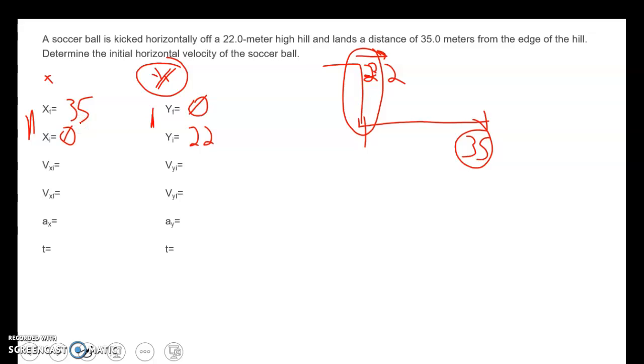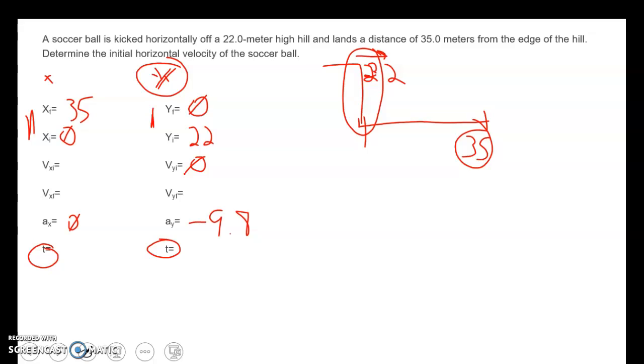Now, some things that I know. I know that in the x, my acceleration is always 0. We talked about this in the last video. And in the y, my acceleration on Earth is going to be negative 9.8. Time is a weird one because time's going to be the same for both the x and the y, and that's the only thing that will always be the same. Sometimes velocities may be, but not always. So now, because we're kicking horizontally, my initial velocity in the y is 0.